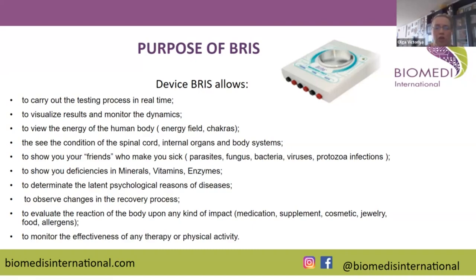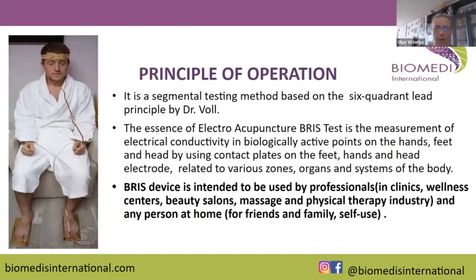jewelry, food, allergy. The BRIS device has a testing plate where we can place the medication or supplements, as you can see right here. And then we can test if that medication or supplement or jewelry is good for that person, or it gives a bad impact on him. Also, BRIS allows us to monitor the effectiveness of any therapy or after any physical activities. So we can see that that therapy was good for the person, or that activity is good for the person, or not that good. So in the next slide, the principle of operation.